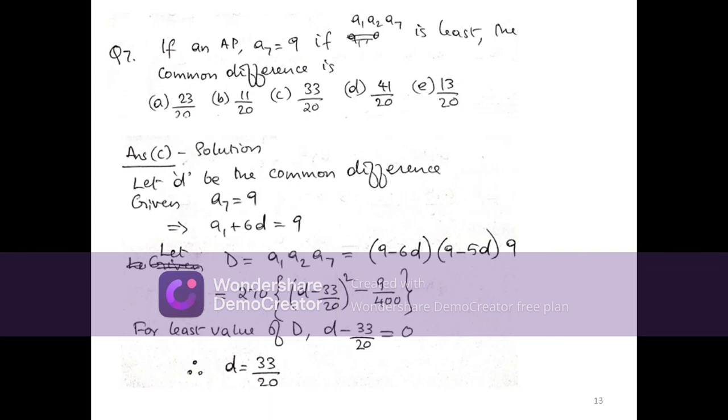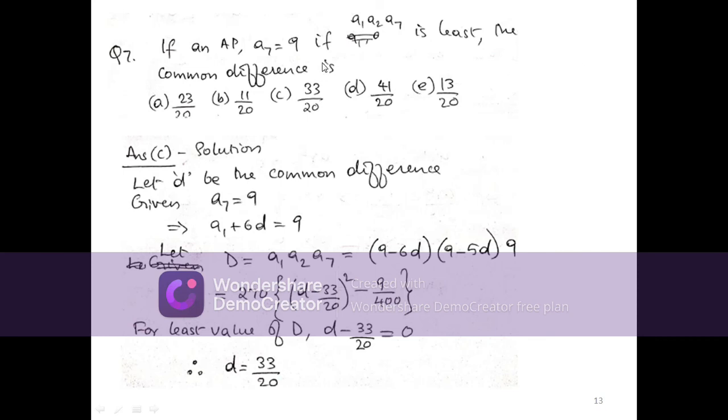So the answer is option C. Answer is option C, that is 33 by 20. So option C, that is 33 by 20. So how have we got this answer? 33 by 20.